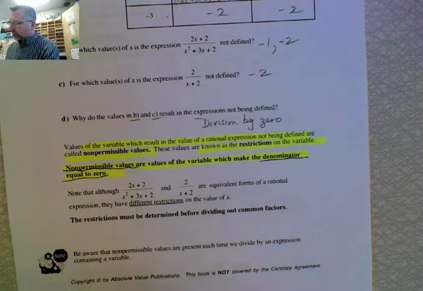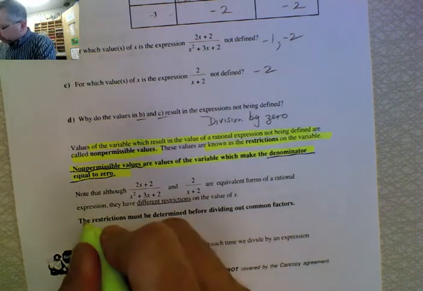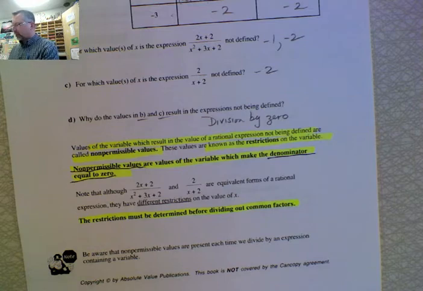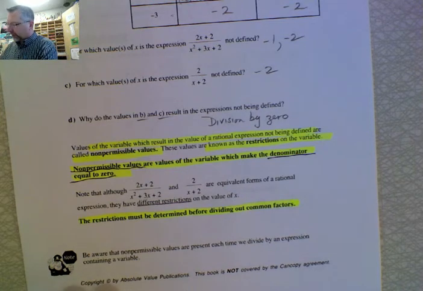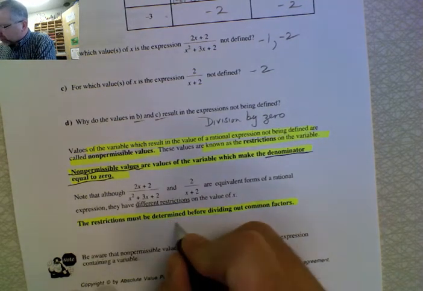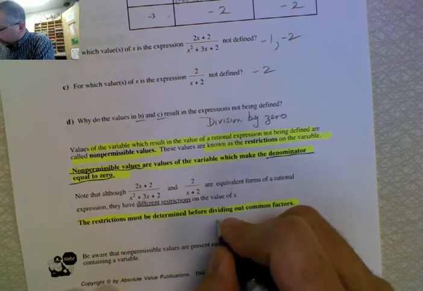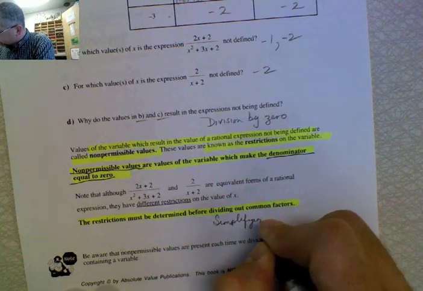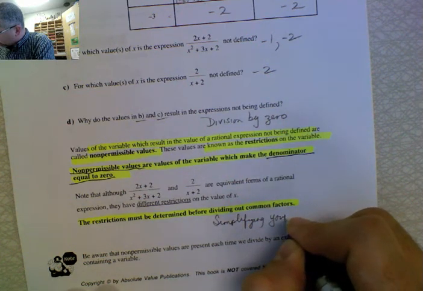So what you need to remember is that the restrictions must be determined before you divide out common factors. Or another way of looking at that is the restrictions must be determined before simplifying your rational expression.